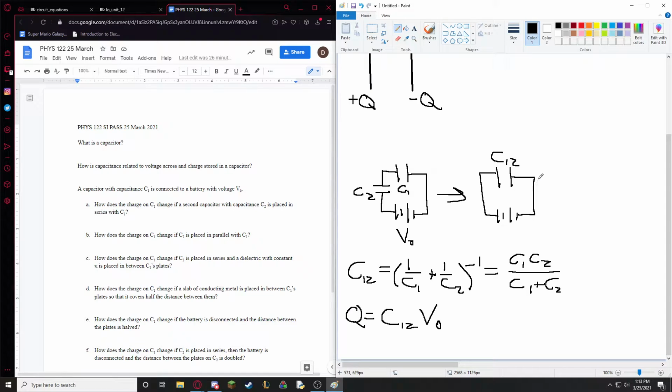Essentially, we go ahead and imagine this where we have this single C12, and we know the total voltage drop, which is going to be V naught. Why is the voltage drop across C12 V naught?